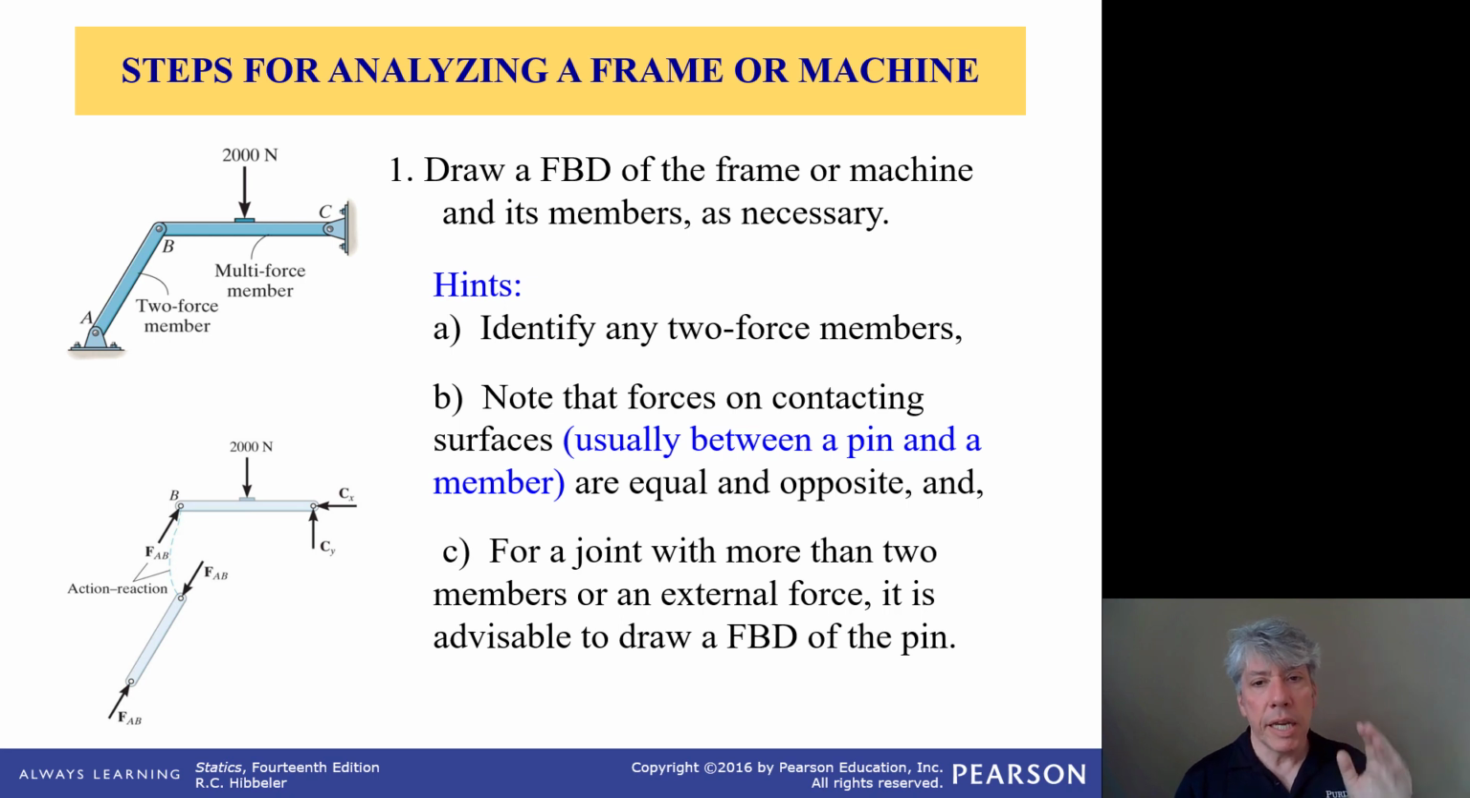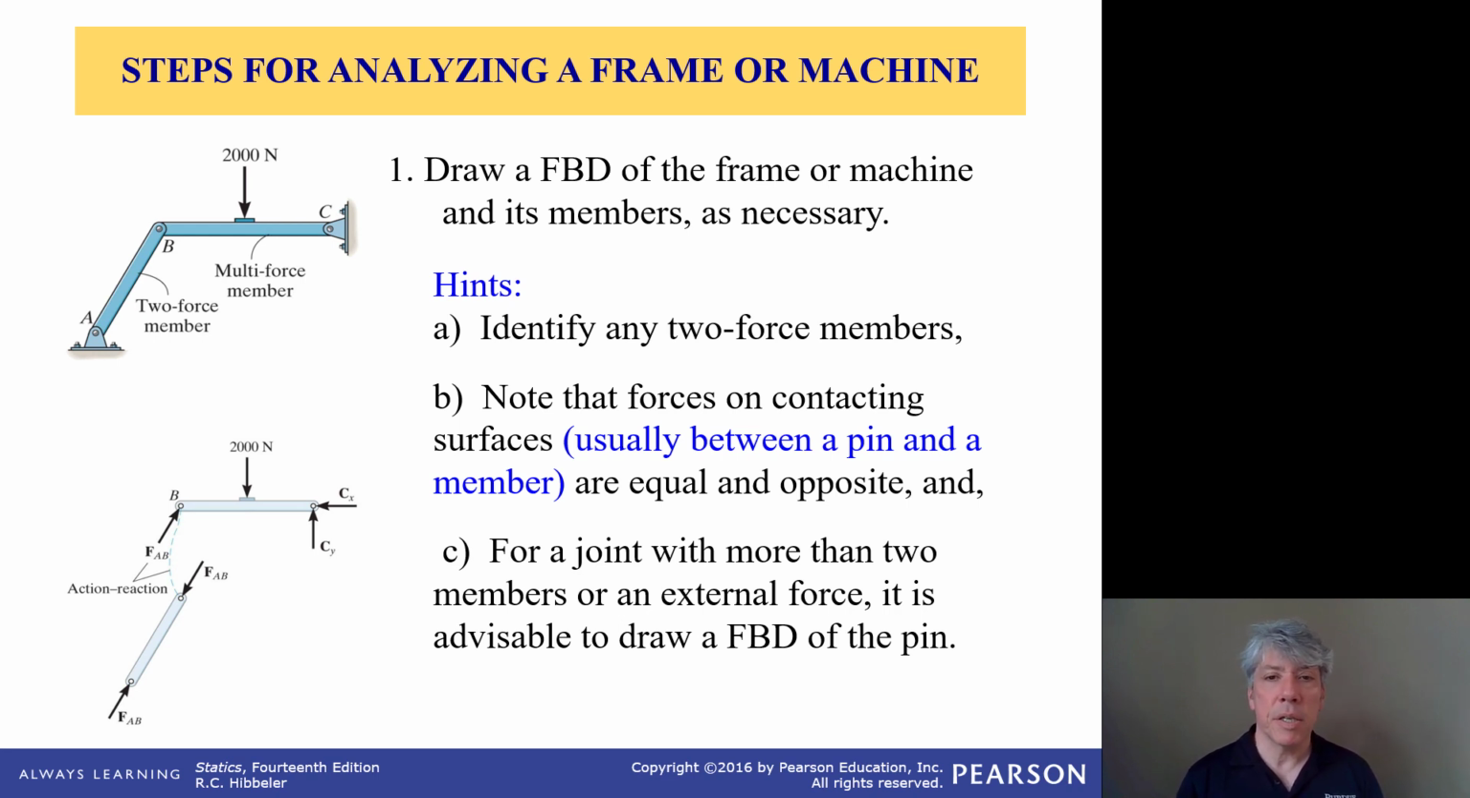Another hint: anytime you have a joint that has two or more members connected to it, or that has an external force, you should usually draw a free body diagram of that pin itself. That will help you. It'll keep things straight in your mind. Sometimes you don't absolutely have to have it, but it's advisable to draw that pin.